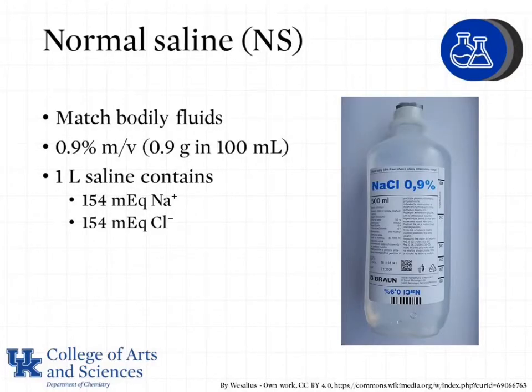Let's look at an example of normal saline. It has a concentration of 0.9% mass/volume of NaCl in water, which means we have 0.9 grams in 100 mL of solution. 1 liter of a normal saline solution contains 154 milliequivalents of sodium plus and 154 milliequivalents of chloride.